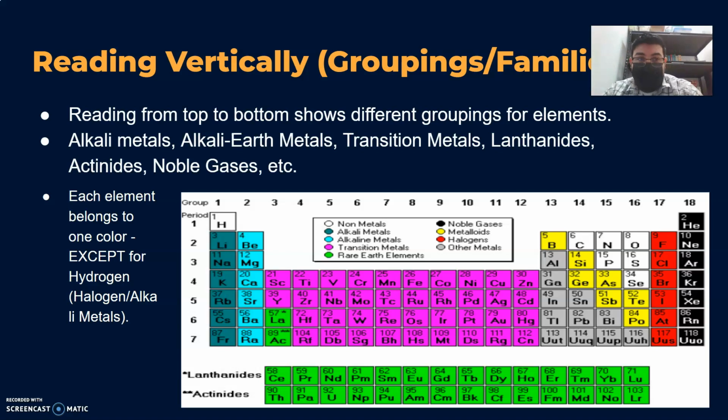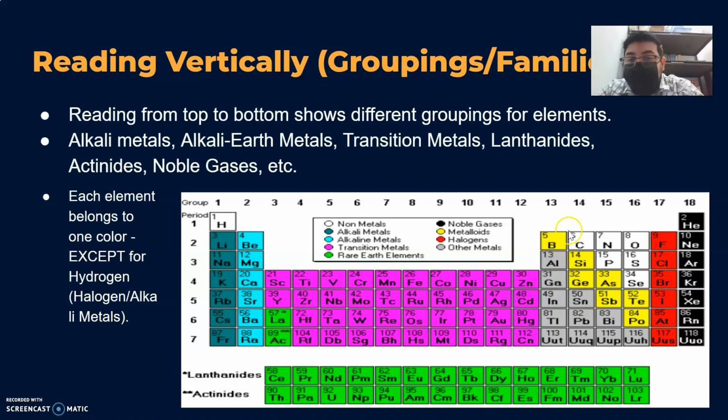When you're reading top to bottom, it shows different groupings for elements. So we've got your alkali metals, alkaline earth metals, transition metals, lanthanides, actinides, noble gases, halogens, and a bunch of different stuff. Each element belongs to only one color, except for hydrogen. Hydrogen can be a halogen, which is the red ones right over here, and it can also be an alkali metal, where it's found over here. So that one has the ability to go back and forth. It's the only one that can do that.